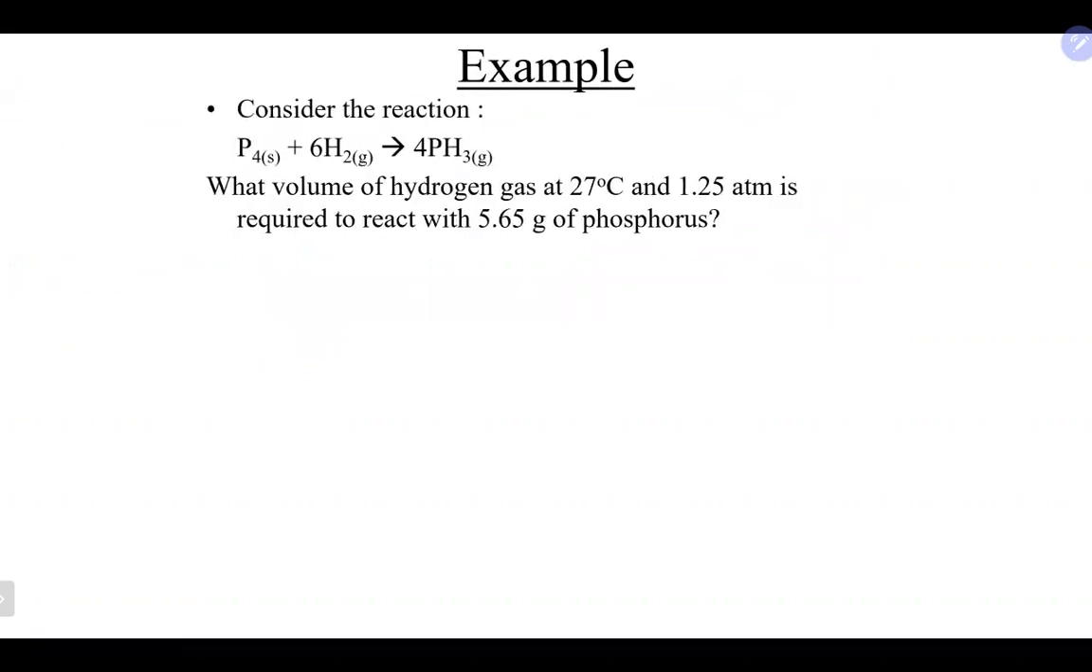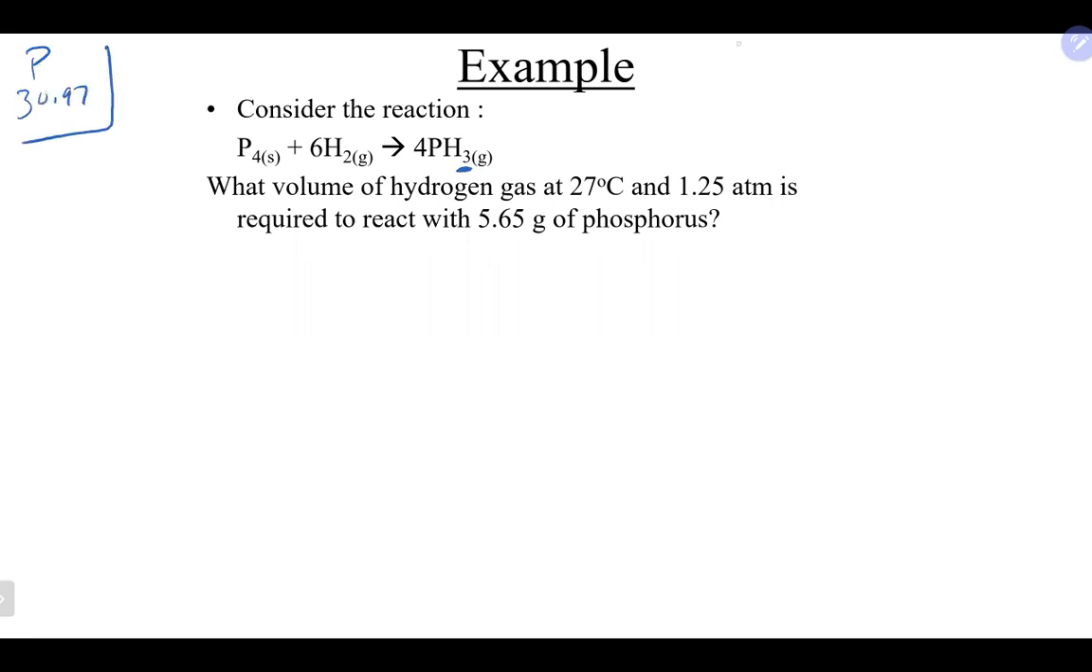All right, so why don't you try one here and see what you come up with. We're looking for what is the volume of hydrogen gas at 27 degrees Celsius and 1.25 atmospheres that reacts with 5.65 grams of phosphorus. I think you might have a typo on yours. That should be a 3 there. I think yours might say 2. That should be a 3 right there. And phosphorus from the periodic table is 30.97.